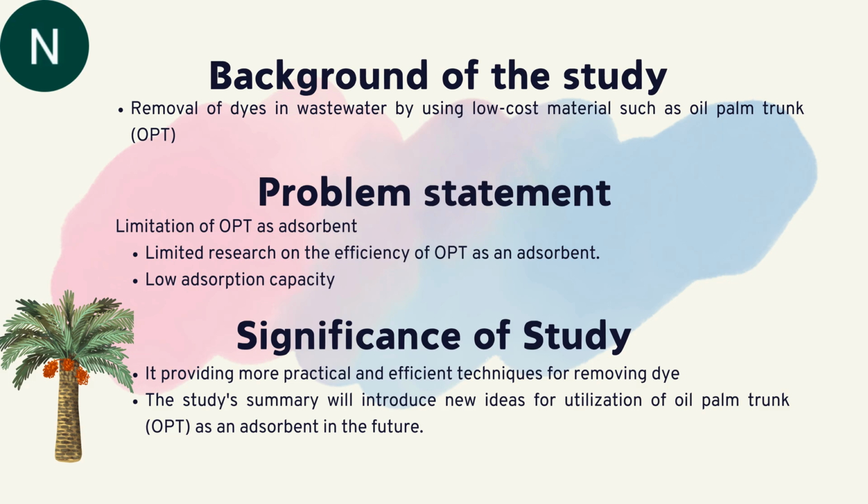So for the background of the study, the removal of dyes in wastewater by using low-cost material such as oil palm trunk or OPT. For the problem statement, the limitation of OPT as an adsorbent is because of the limited research on the efficiency of OPT as an adsorbent and low adsorption capacity. For the significance of this study, it provides more practical and efficient techniques for removing dye, and the study summary will introduce new ideas for utilization of oil palm trunk as an adsorbent in the future.